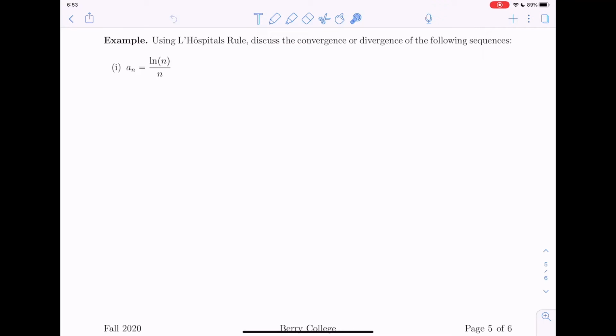And the reason here is because right off the bat, if you take a look at, say, the limit as n goes to infinity of a sub n, we get the limit as n goes to infinity of ln of n over n, which is going to be infinity over infinity. That is bad. But that means we can use L'Hopital's. So that means we need L'Hopital's rule.